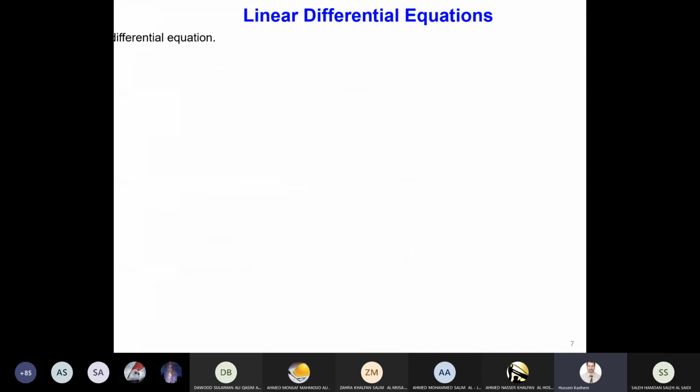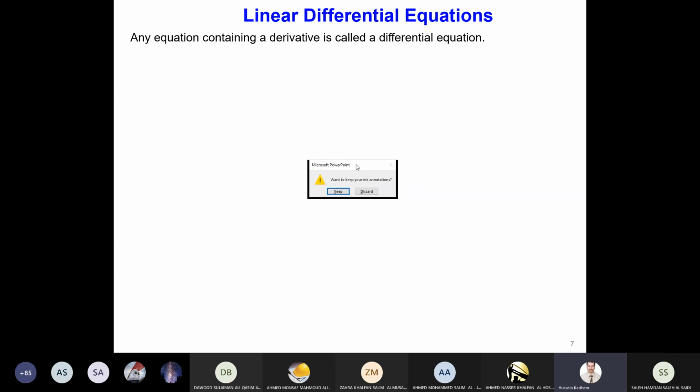Now I will stop here. Linear equation to be discussed inshallah next session, because I spent most of the time trying to fix my computer, and we will continue next session inshallah.